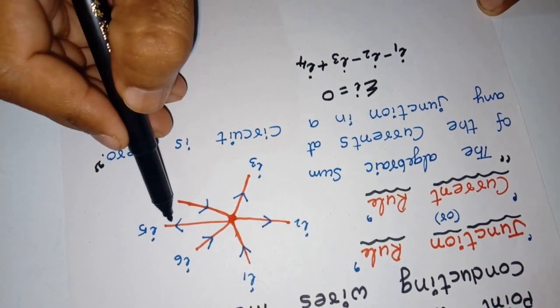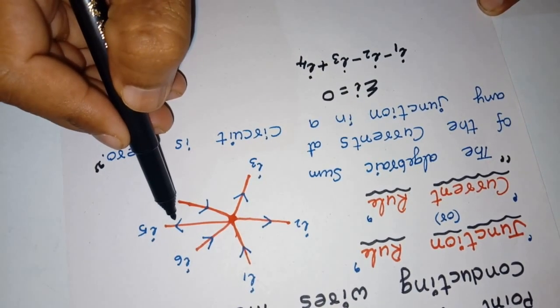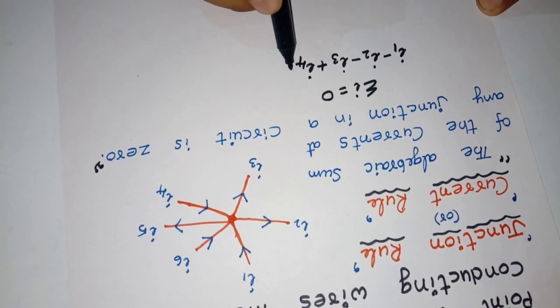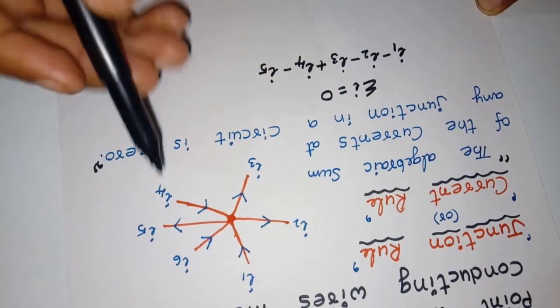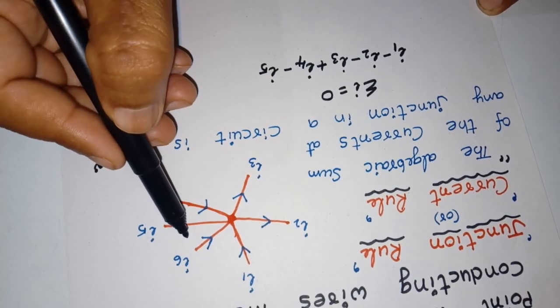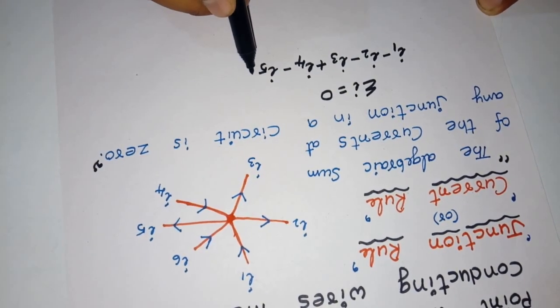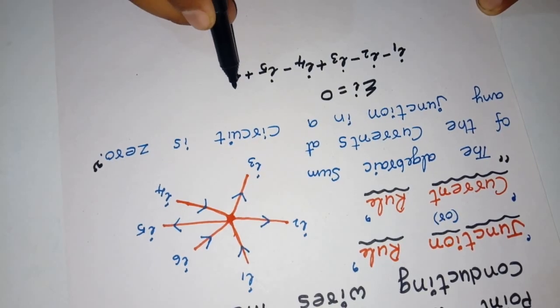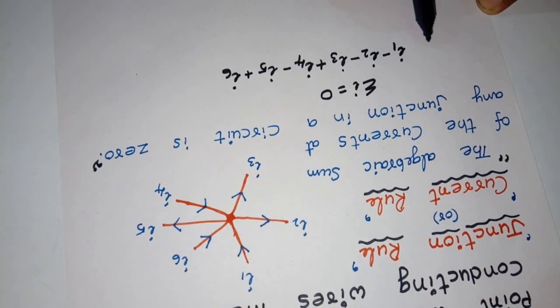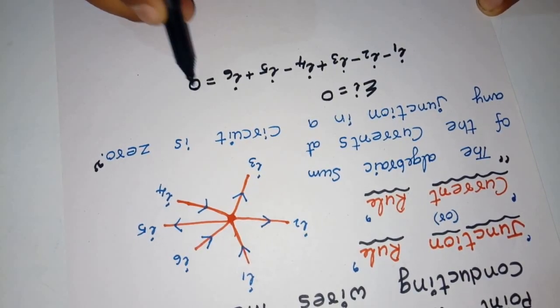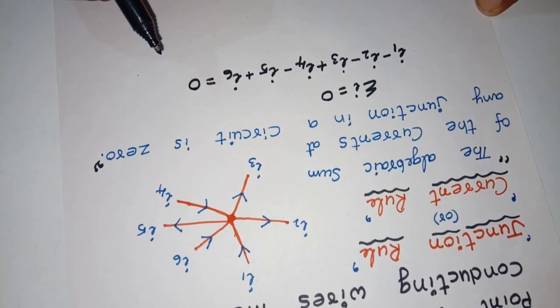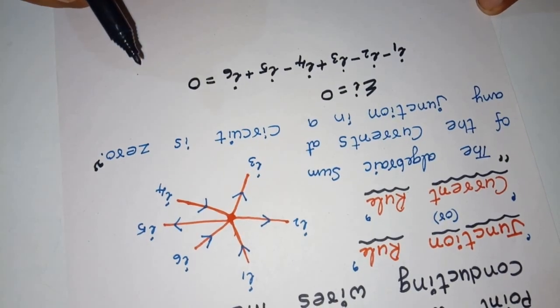In the same way, I5 is passing away from the junction, so this can be taken as negative, and the I6 current is passing towards the junction, so this can be taken as positive. So the sum of all these currents must be equal to 0. This is what the junction rule says.